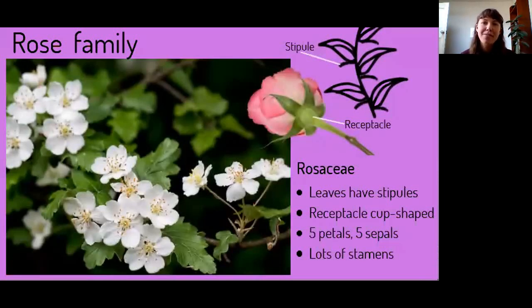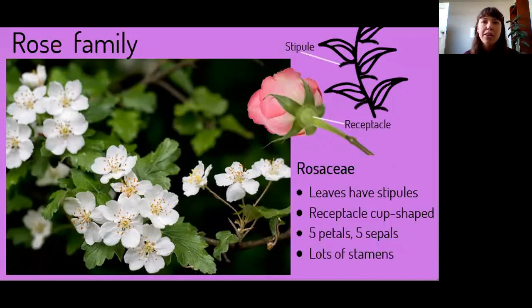We'll now move on to our second family, which is the rose family. And this one includes many of our edible fruit trees and plants: apples, pears, cherries, strawberries, things like that. The rose family is very, very similar to the buttercup family. So that flower there, very similar looking. Plants in the rose family usually have 5 petals and 5 sepals with lots of stamens. So like I said, similar to the buttercup family.